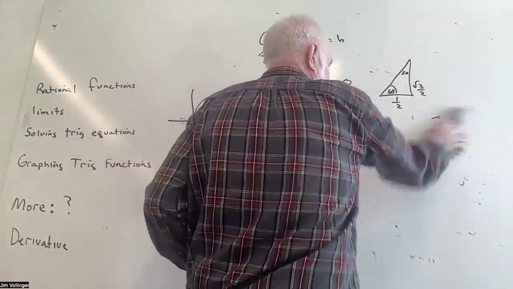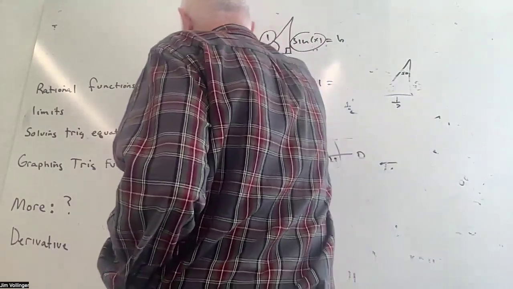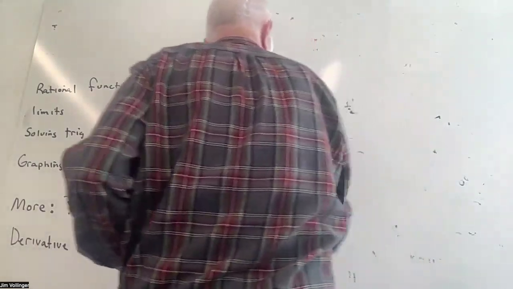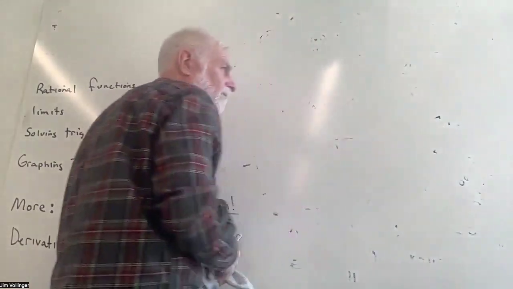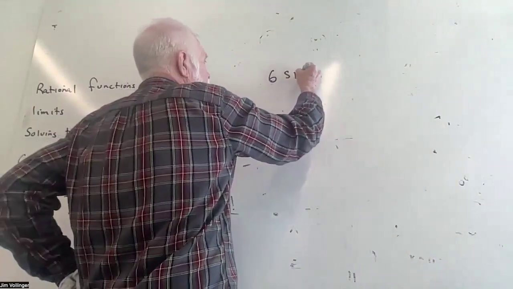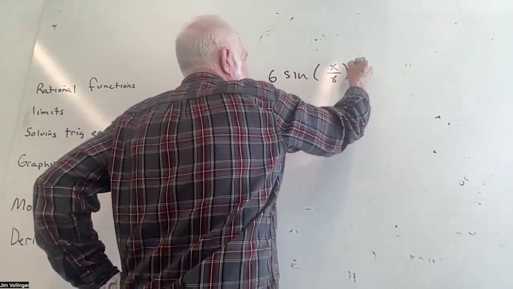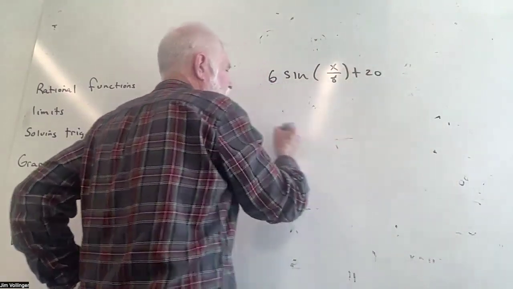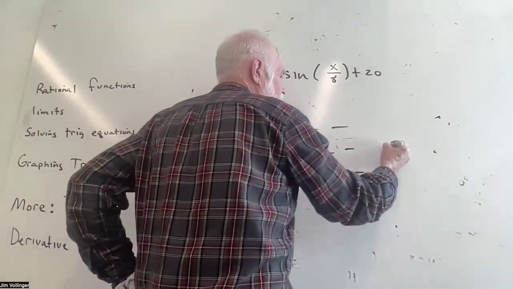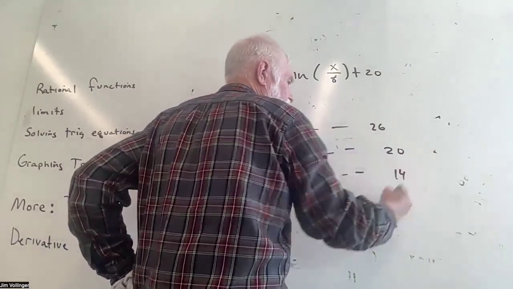All right. What's next? Solving and graphing trig functions. All right, I already got some students in class who can do this. There's a few folks who have looked at this critically enough. Something like 6 sine, how about we do x over 8 plus 20. Okay, so we got people getting the range now for the most part. Most folks see 20 plus 6, 26, down to 14.